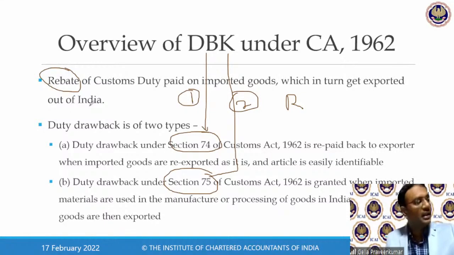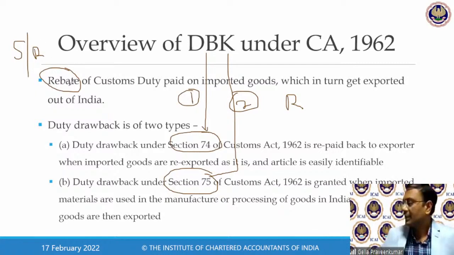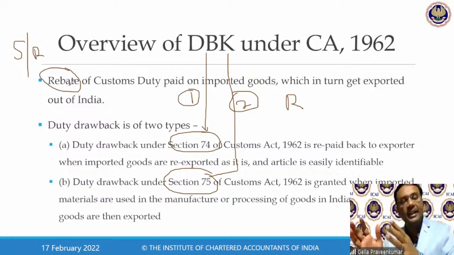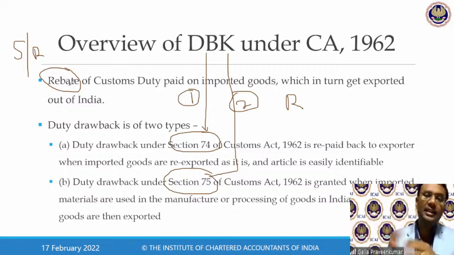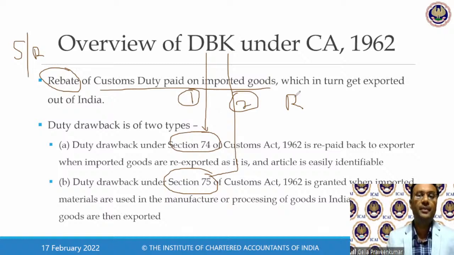When I say rebate, in tax laws, the government nomenclature, they use a term called subsidy or a rebate. When I use a term called subsidy, when I use a term called rebate, this is a particular practice where the government of India, the particular administrative wing, gives back the incentives to the manufacturer, to the businessman. So here, my customs law has defined this particular activity of duty drawback as a rebate. What is that? A rebate of customs duty paid on imported goods, which in turn get exported out of India.